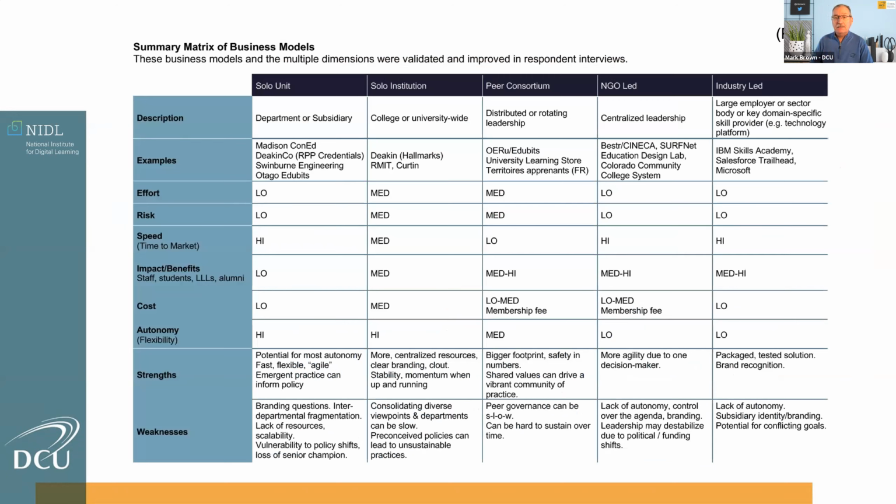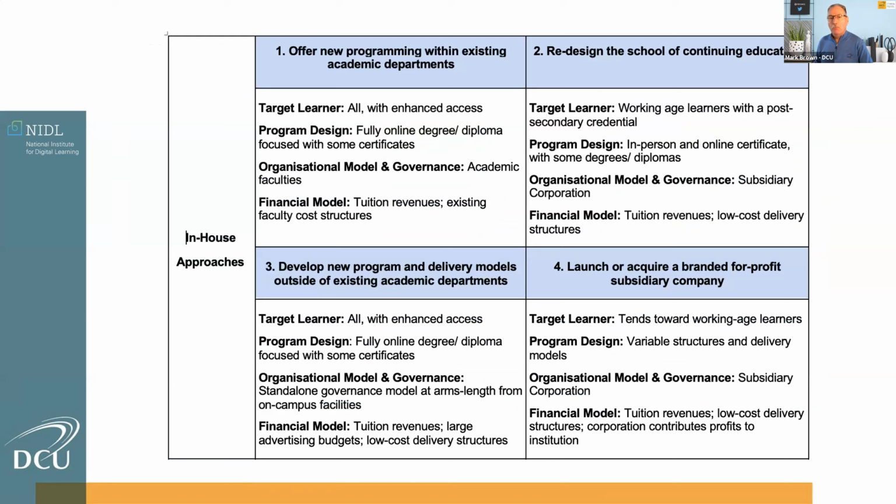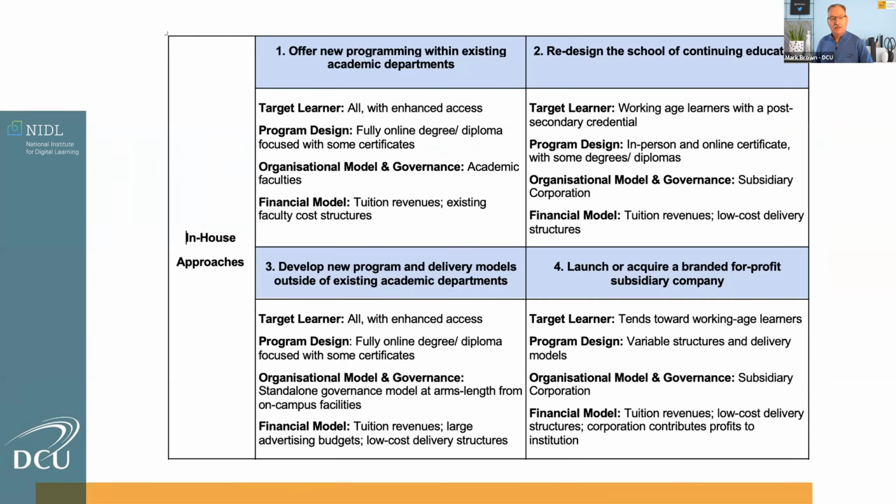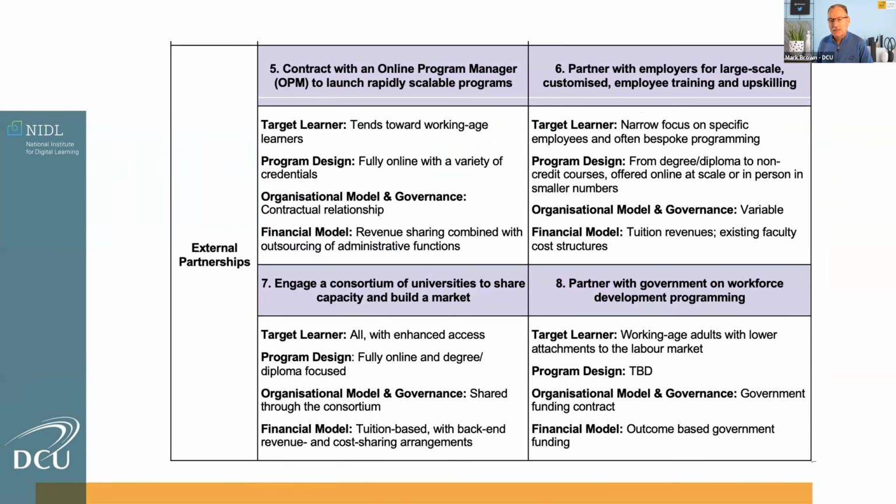Moving on to business models and delivery models. This is a nice analysis of the different kinds of models that comes out of the literature: sole unit, peer consortiums, industry-led, and so forth. We actually, in our report on this, identified 8 different business models. I haven't got time to go through each of these right now. You can see on the second slide, some are internal models and others are external partnership models. So we make that distinction there: in-house approaches, internal ones, and then external partnerships.